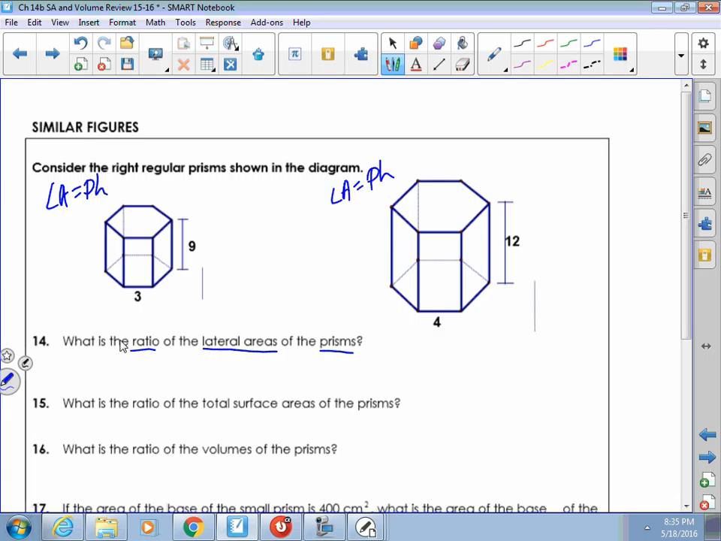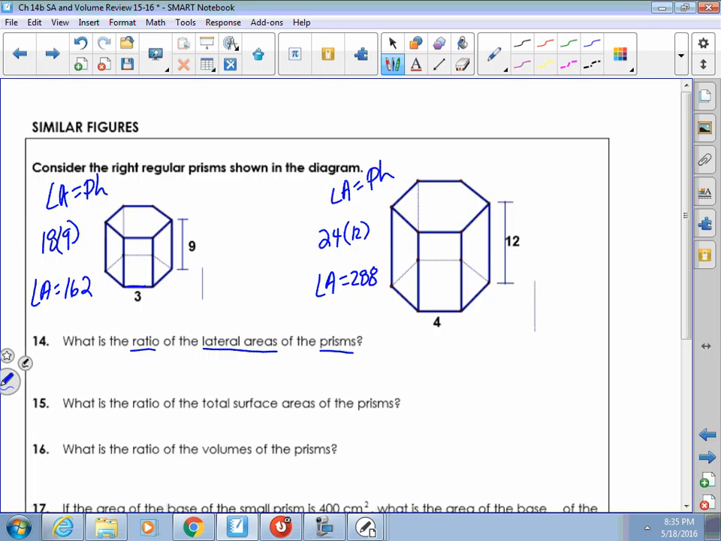The perimeter of this base, because our side is 3 and we have 6 sides, would be 18, times our height, which is 9. So we get the lateral area to be 162. I'm going to do the same thing with this larger prism. Our sides are 4, 6 sides, that's 24, times the height, which is 12. So our lateral area here is 288.